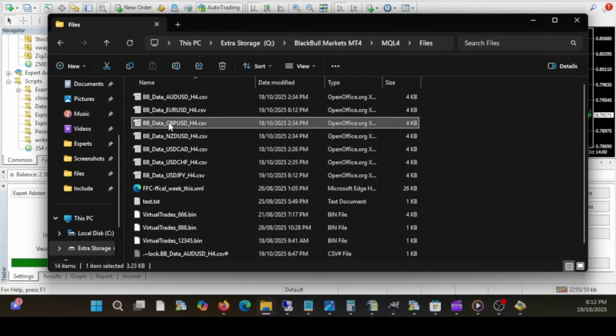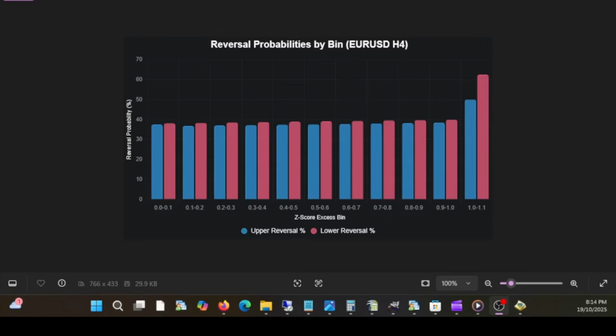From the CSV, we created graphs of reversal probabilities. Here's a bar chart of reversal percent for upper and lower breakouts across bins. Notice the average reversal is about 38%. That's our expected win rate for reversal trades. High excess bins, 1 to 1.1, show around a 50% reversal, but they're rare. This data is our optimal, no optimization needed, as it's historical reality.